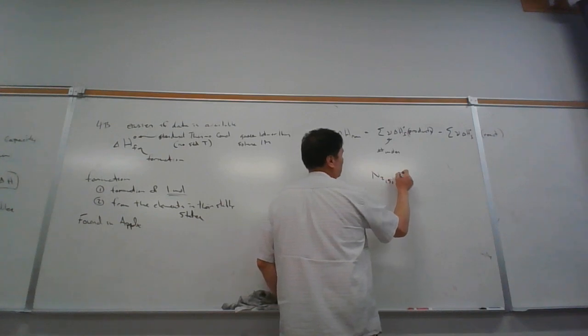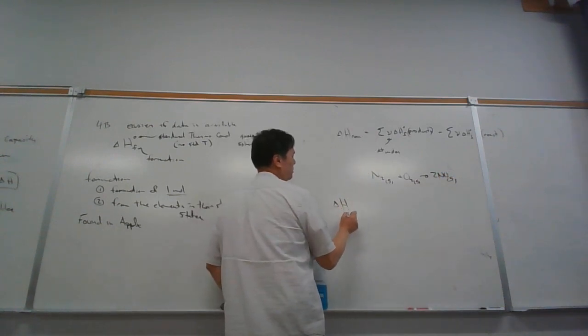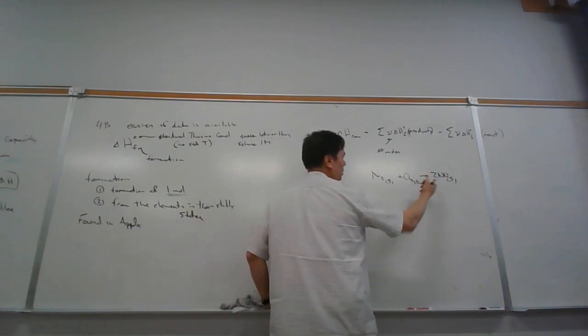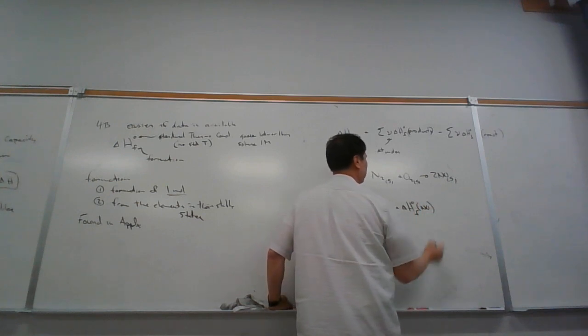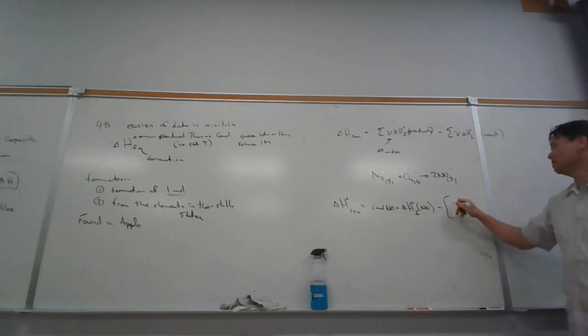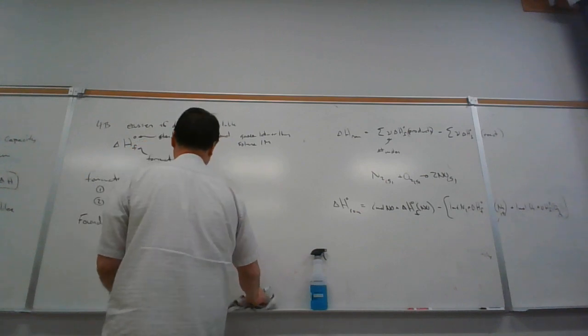So if we wanted to do N2 gas plus O2 gas yields 2NO gas, then we can solve it this way too. So delta H of this reaction under standard conditions is equal to the sum of the delta H's of formation of the products. Well, we have 2 moles of NO times delta H of formation of NO, which we look up, minus the sum of the reactants. So we have 1 mole of N2 times the delta H of formation of N2 gas, plus 1 mole of O2 times the delta H of formation of O2 gas. It makes a difference if we form a gas or a liquid or a solid.